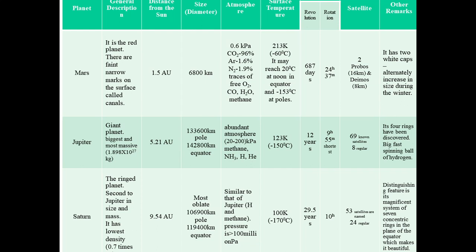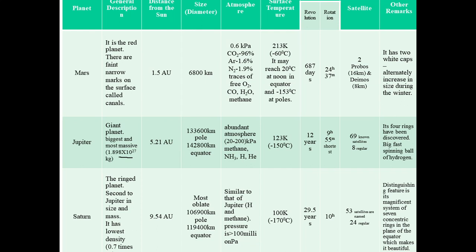Now let's consider the next planet, the giant planet Jupiter. Jupiter is the biggest and most massive planet, whose mass is 1.898 × 10^27 kilograms, at a distance of 5.21 astronomical units. The mass of Jupiter exceeds the combined mass of all the other planets. It is a big and fast spinning ball of hydrogen.